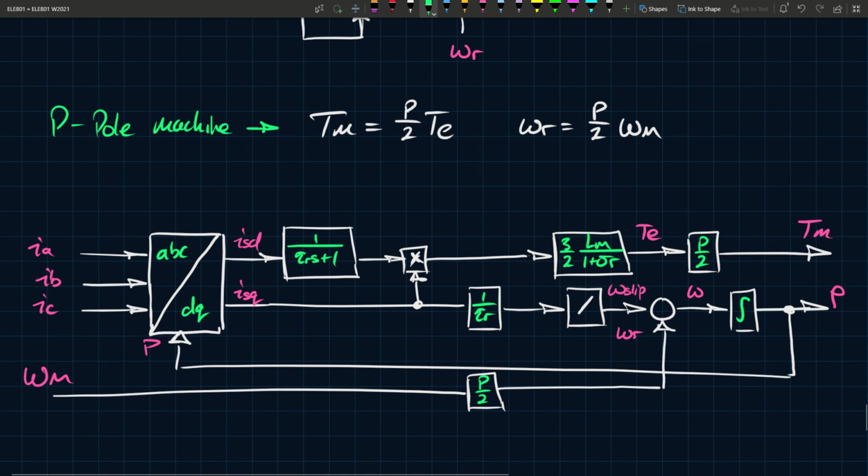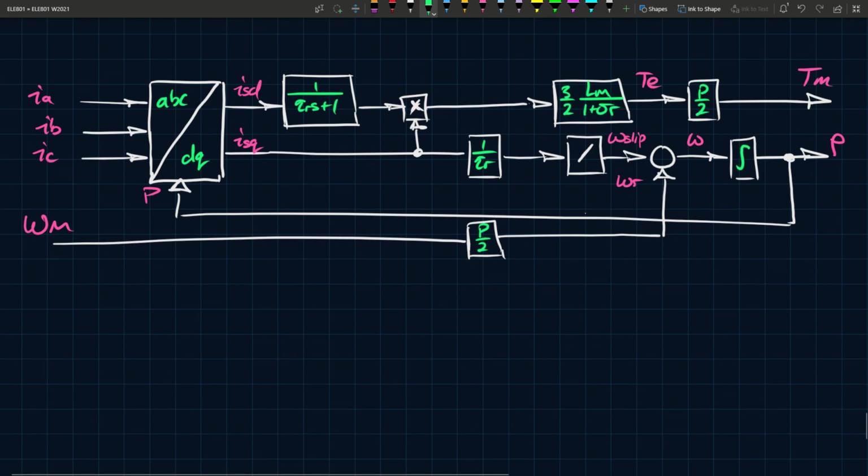So this is for a current fed machine, but machines are often voltage fed by some type of power electronic PWM inverter, so we'll need to adjust this model with equations that relate ISD and ISQ to the voltages VSA, VSB, and VSC. We can do that at some other point, down the road, when we take this model one step further.